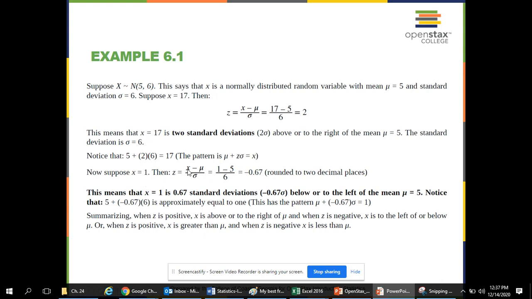So we use our formula. We plug in 1 for x. The average or mean is still 5, and the standard deviation is still 6. So 1 minus 5, -4 divided by 6, -0.6666 repeating. So -2/3. Or they rounded it, -0.67. So that means an x value of 1 for this problem is 0.67 standard deviations below or to the left of the mean. So to summarize, when the z-score is positive, that means we're to the right of the mean. When the z-score is negative, that means we're going to go to the left of the mean.